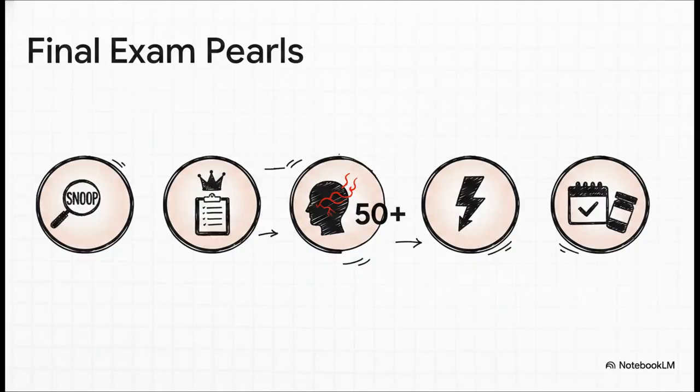So, let's get down to it. If you remember nothing else, remember these pearls. 1. SNOOP first, always, to rule out danger. 2. Your history is king. It's your most powerful tool. 3. A new headache in anyone over 50 means you have to think about GCA. 4. Worst headache of life should make you immediately think subarachnoid hemorrhage. And 5. Always ask how often they're taking pain meds to screen for medication overuse headache.